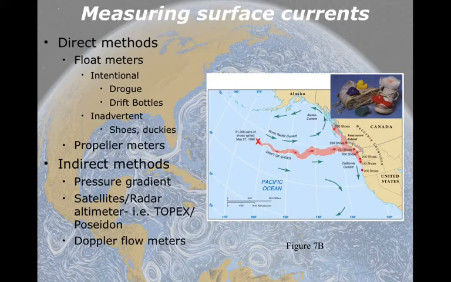Float methods are interesting because they tell you currents over long distances. Propellers give you sort of an instant snapshot of what the current is doing right there. There's also satellites. The satellites are becoming more and more common. They are an indirect measure. Topex Poseidon is probably the most famous satellite that's used to measure surface currents.